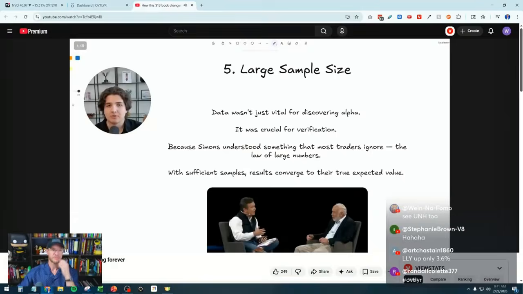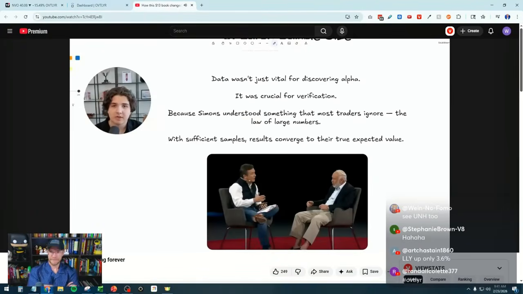Is large sample size. Data wasn't just vital for discovering alpha, it was crucial for verification because Simons understood something that most traders ignore, the law of large numbers. With sufficient samples, results converge to the true expected value. Here's him quickly explaining it.